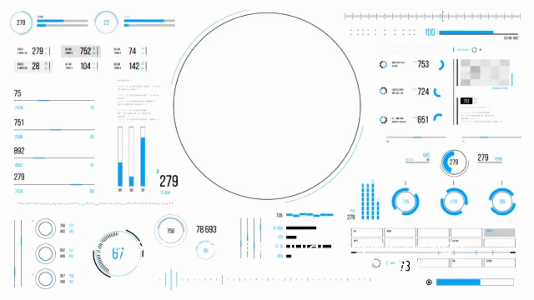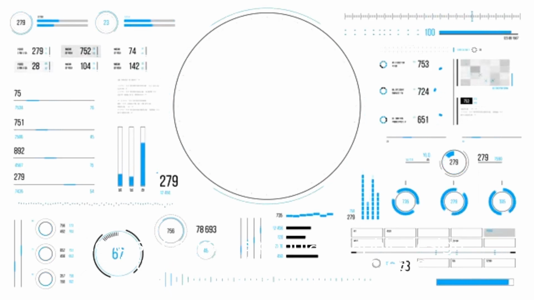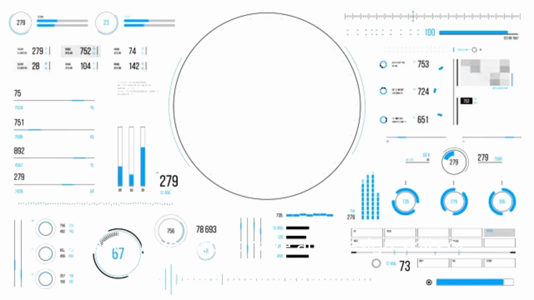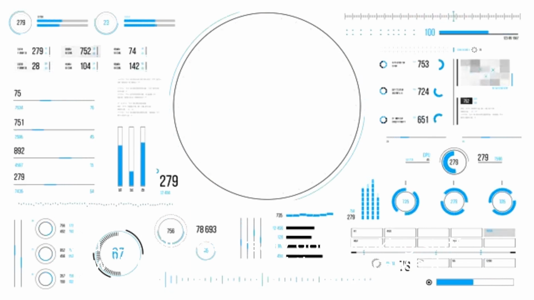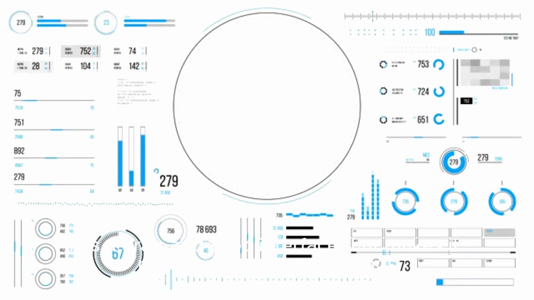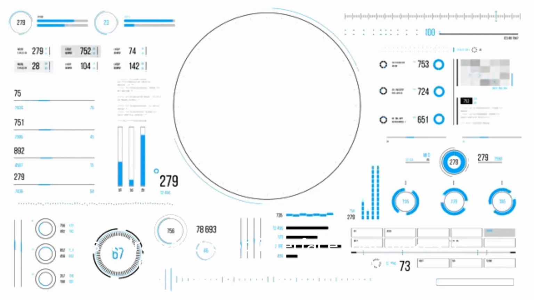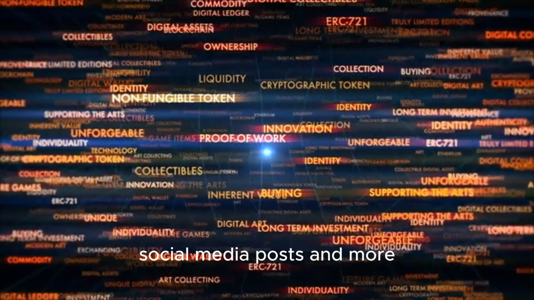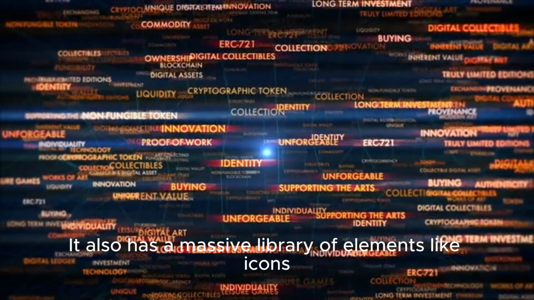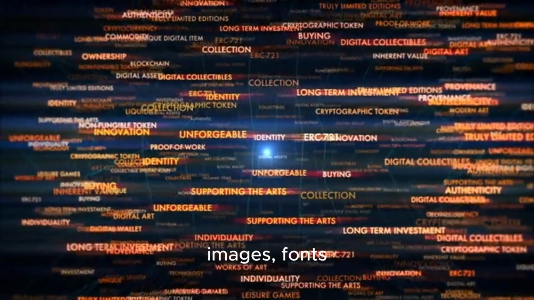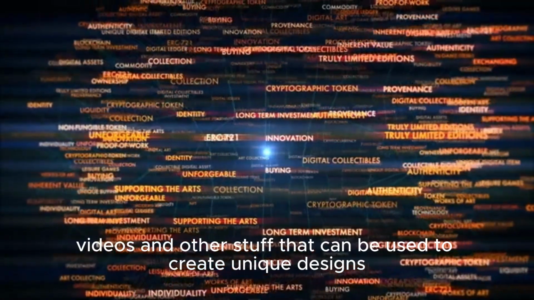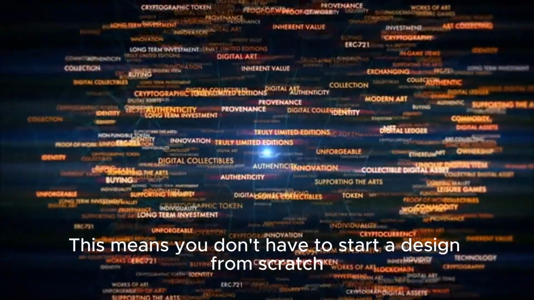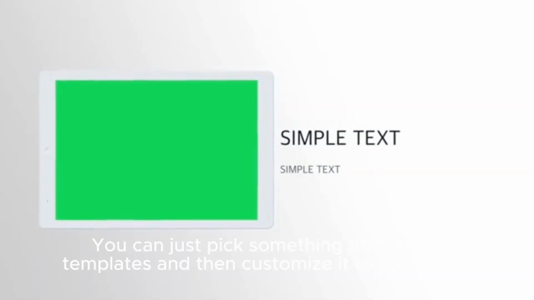Canva is a popular graphic design platform that allows users to create professional-looking designs easily. So even if you don't have any design skills or experience, you can still create really good looking stuff with this program. And that's because it has a drag and drop interface that makes it really simple to create things. Plus, it has thousands of templates for resumes, posters, invitations, social media posts, and more. It also has a massive library of elements like icons, images, fonts, videos, and other stuff that can be used to create unique designs. This means you don't have to start a design from scratch. You can just pick something from their templates and then customize it to your liking.